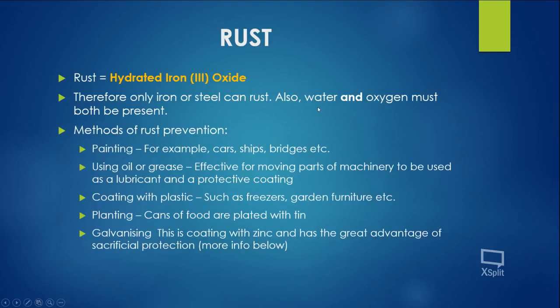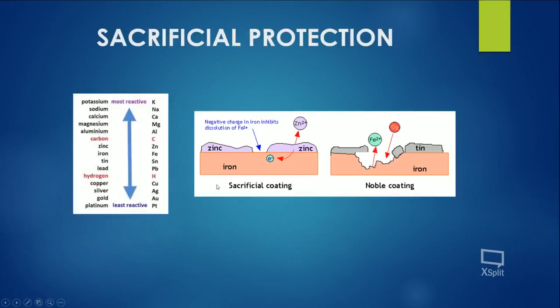A couple of methods of rust prevention would mainly be to offer some sort of physical boundary so that the iron doesn't react with oxygen. It can be, for example, painting, or using oil or grease, which acts as a coating but is also effective as a lubricant in moving parts of machinery and things like that. Perhaps coating with plastic, plating, and galvanizing. Galvanizing is important because it offers something called sacrificial protection, and we'll look at that in a bit more detail.